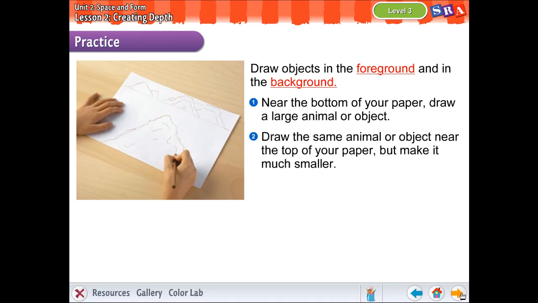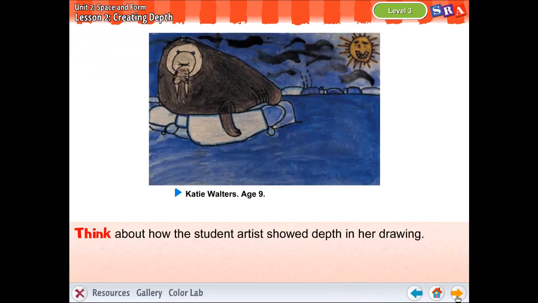Make it much smaller. So here you can see the girl's drawing a mountain that's big. And then she draws her horizon line, which goes from side to side. And then she draws some more mountains, but she makes them smaller. Okay, voila, you've created depth.